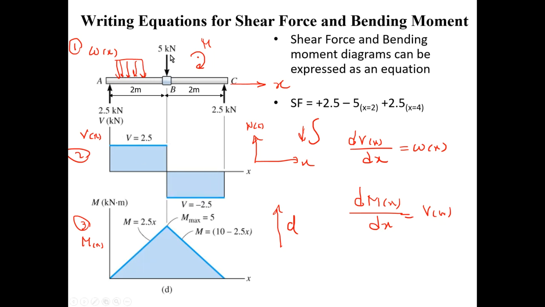But now, because of that discontinuity, there is a jump. This is pushing down. There is a jump from 2.5 to minus 2.5. So how much jump is there? The jump is 5 kilonewton.